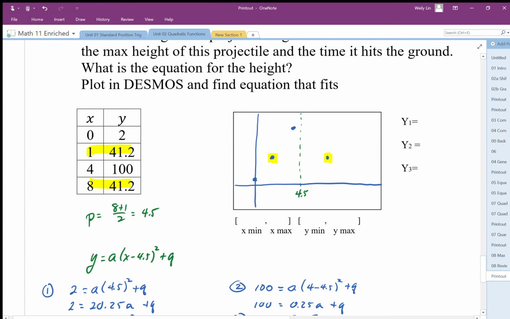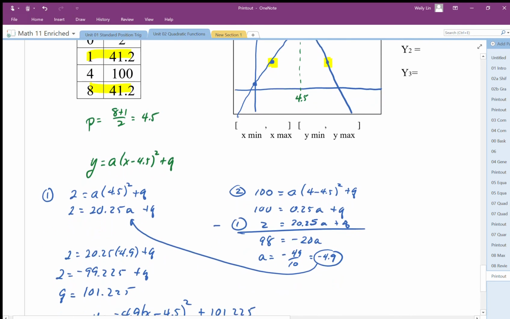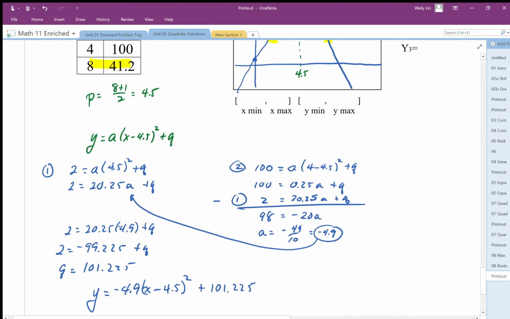So we end up with this graph that looks like this and like that. Basically we've plotted the points, we found those symmetrical coordinates to find the middle, and we used a couple of coordinates to solve for the a and q values to come up with this equation.